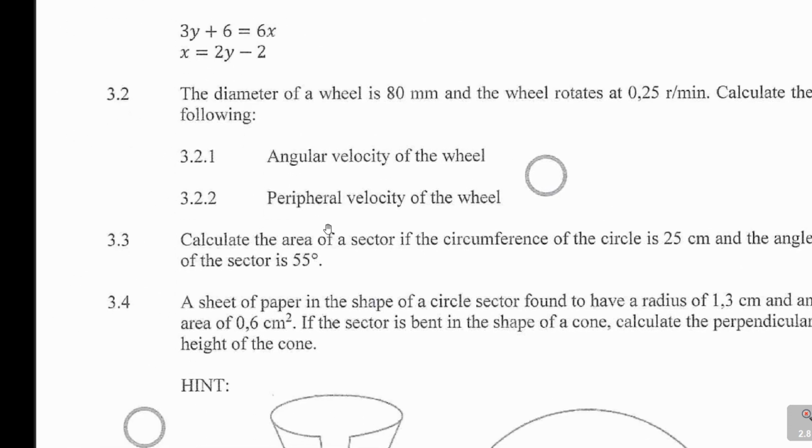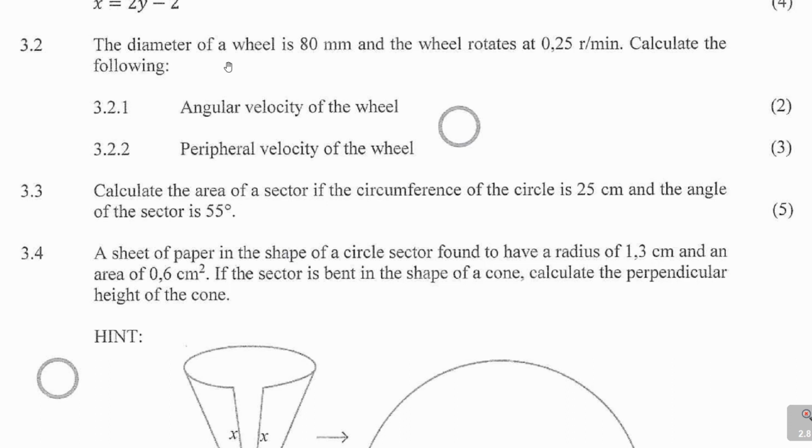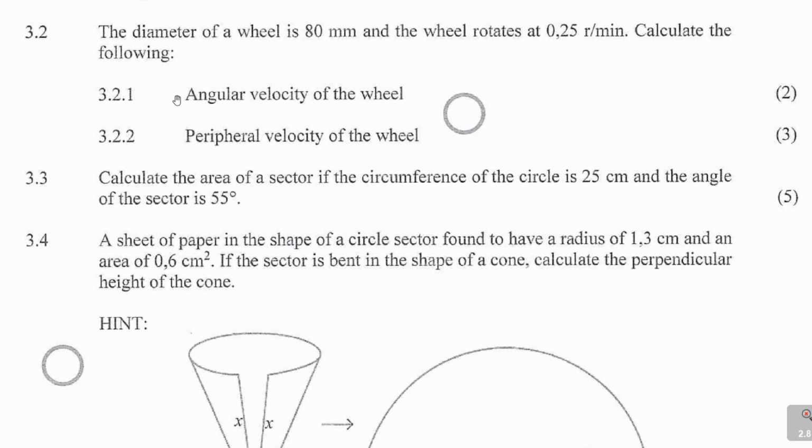Let us move on to 3.2, which says here the diameter of a wheel is 80 millimeters and the wheel rotates at 0.25 rotation per minute. Calculate the following. That is where things started getting a little bit trickier. 3.2.1, the angular velocity of the wheel.